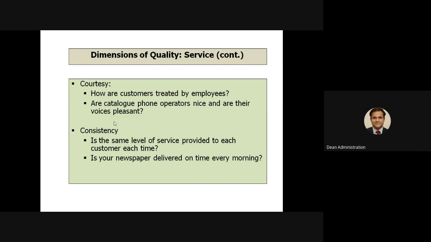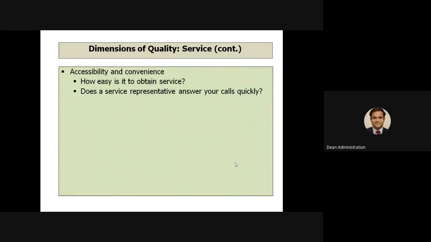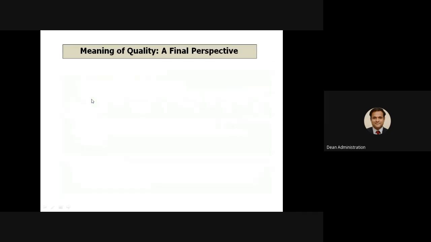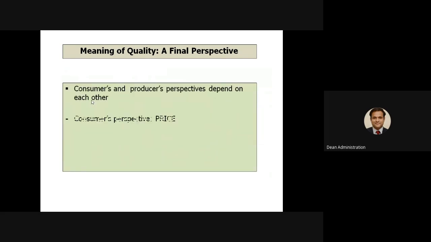Then there is consistency. Is the same level of service provided to each customer each time, right? So is your newspaper delivered on time every morning for everybody? Then there is accessibility and convenience, accuracy and responsiveness. Each one will have self-explanatory answers. Okay? So how well does the company respond to any complaints? That's the responsiveness. Is the resolution accurate? What is accessibility and convenience? Okay, so all of those things have to be understood.